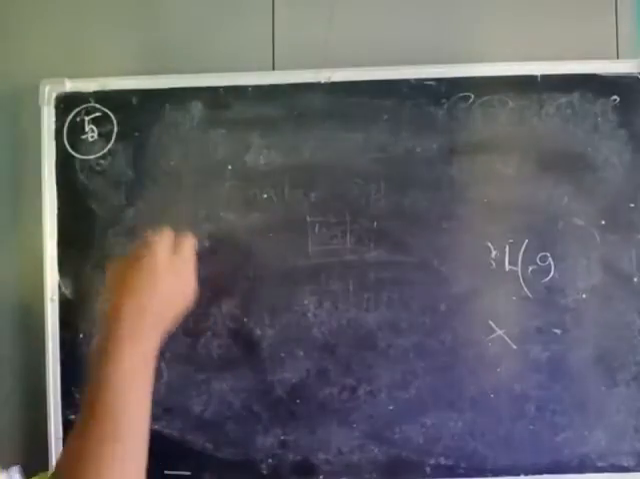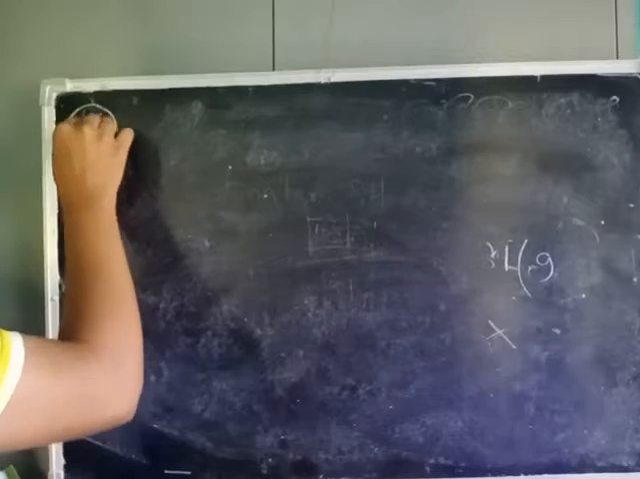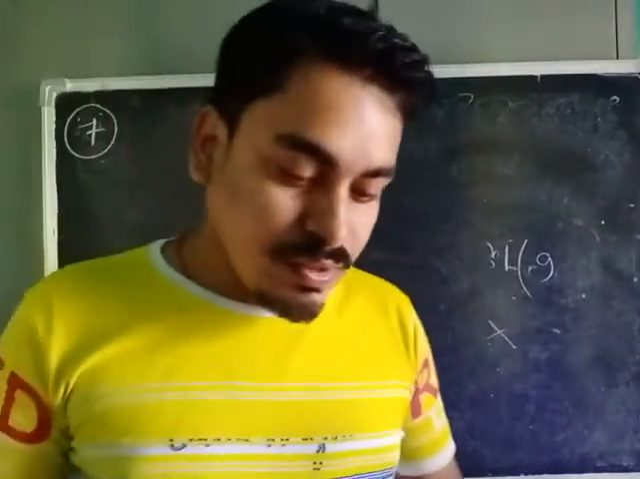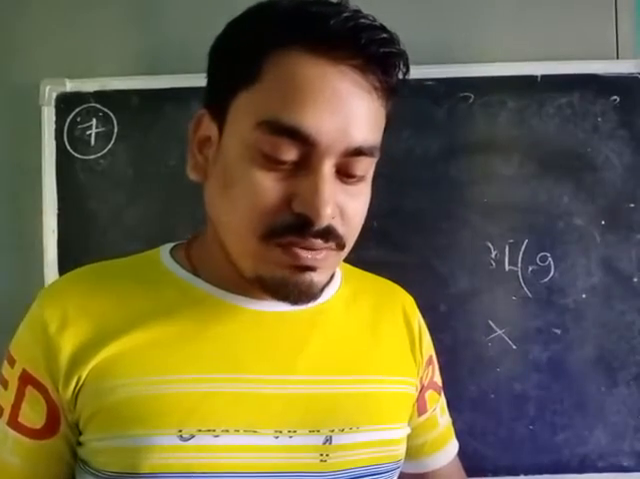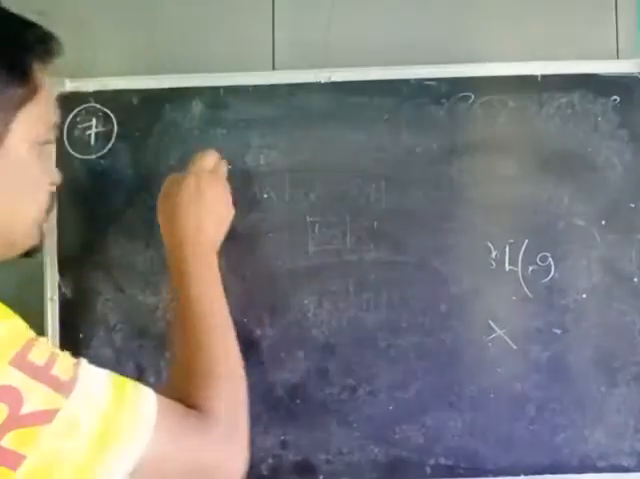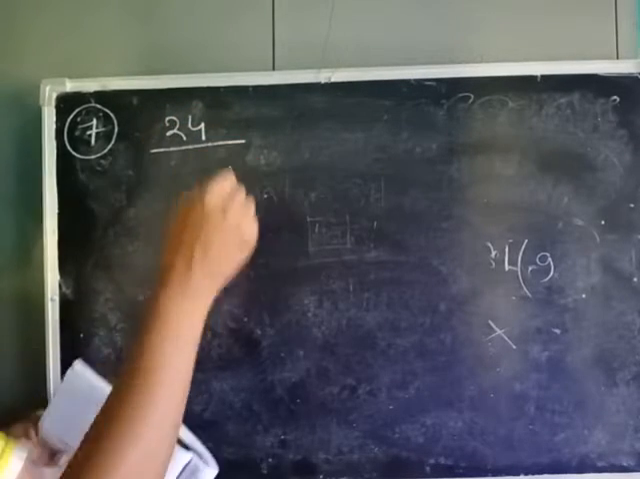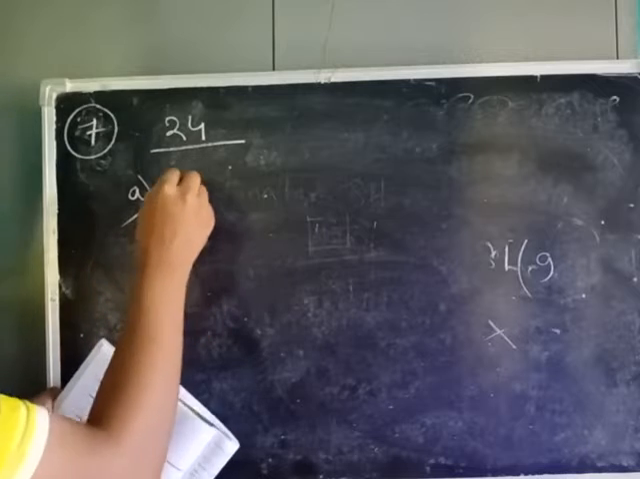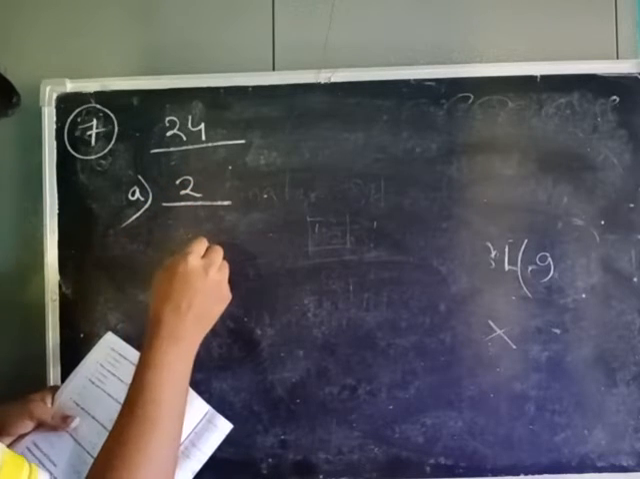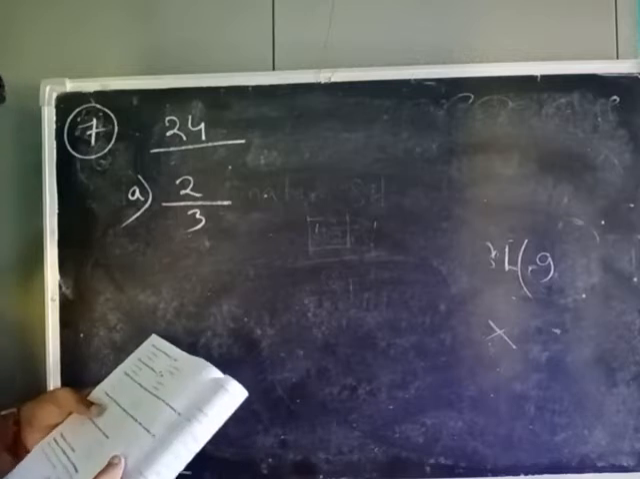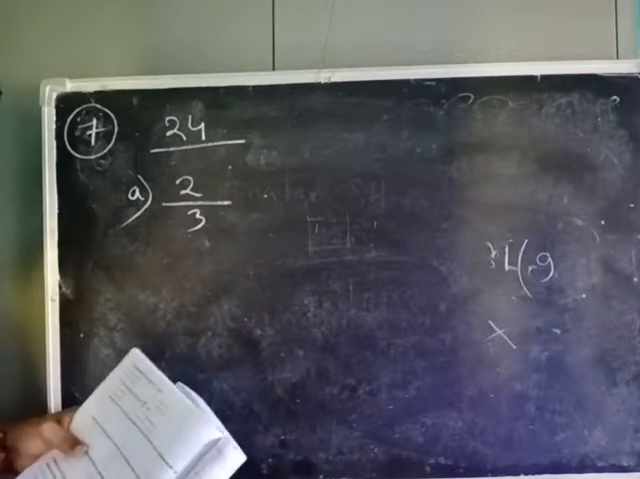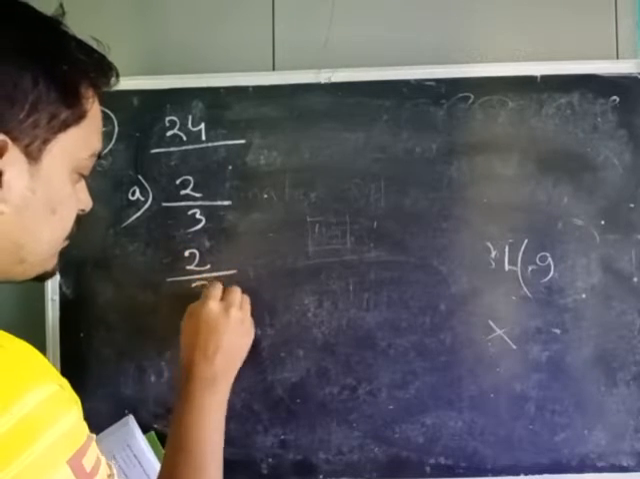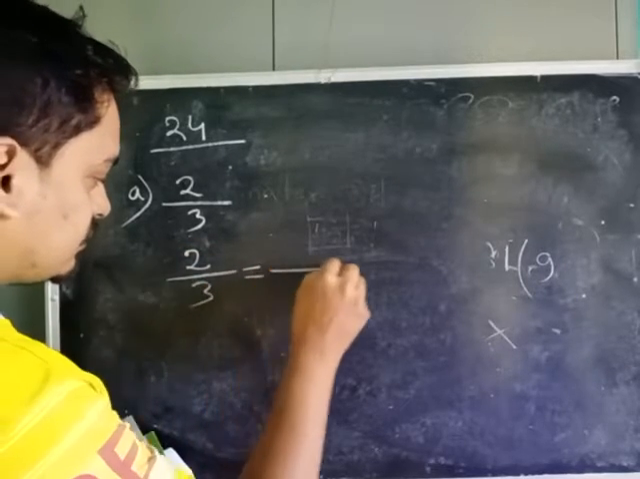Now number 7. In number 7 there is a question: change each of the following fractions into an equivalent fraction with denominator 24. That means always we have to get 24 for each fraction. So number A, 2 by 3. For 2 by 3, downside it should always be 24. We can write 2 by 3 the same, just as we did in our previous question.